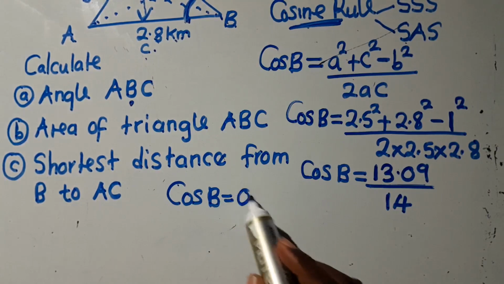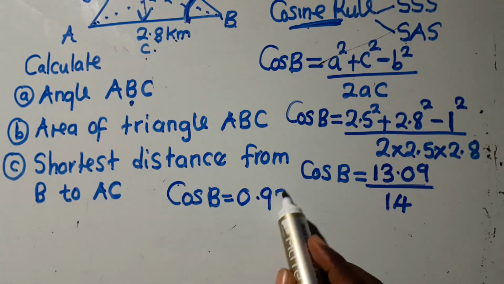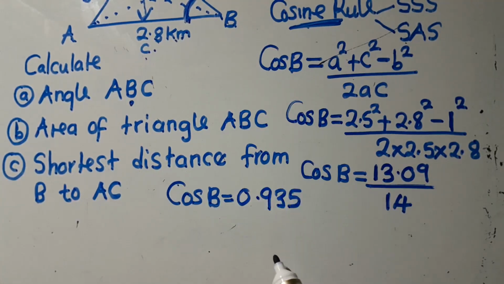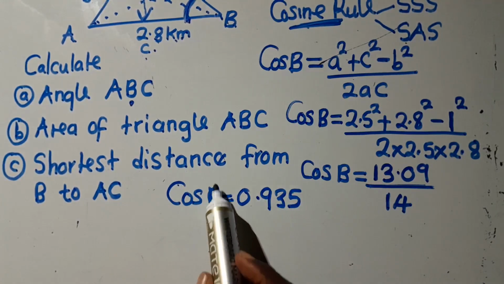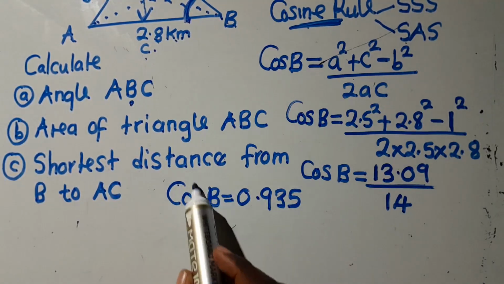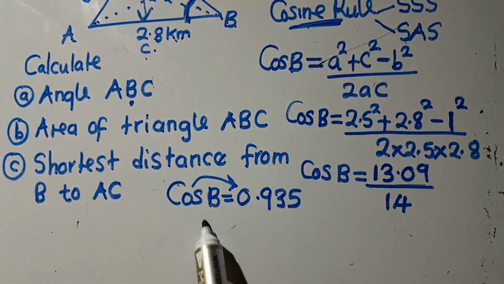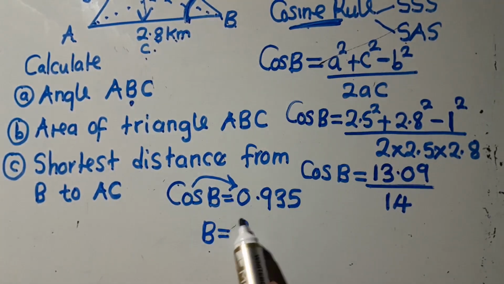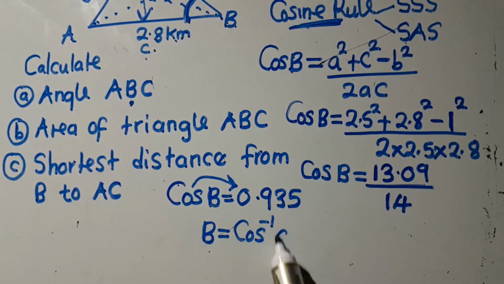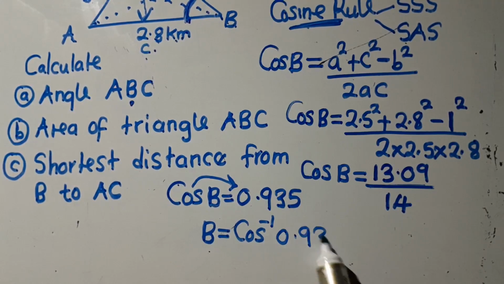We are getting 0.935. You want to find what? You want to find B, not cos B. This cos moves to the other side, and when it goes to the other side, we are going to have inverse. We are going to have cos inverse. Cos inverse of what? 0.935. This is what we are going to do.